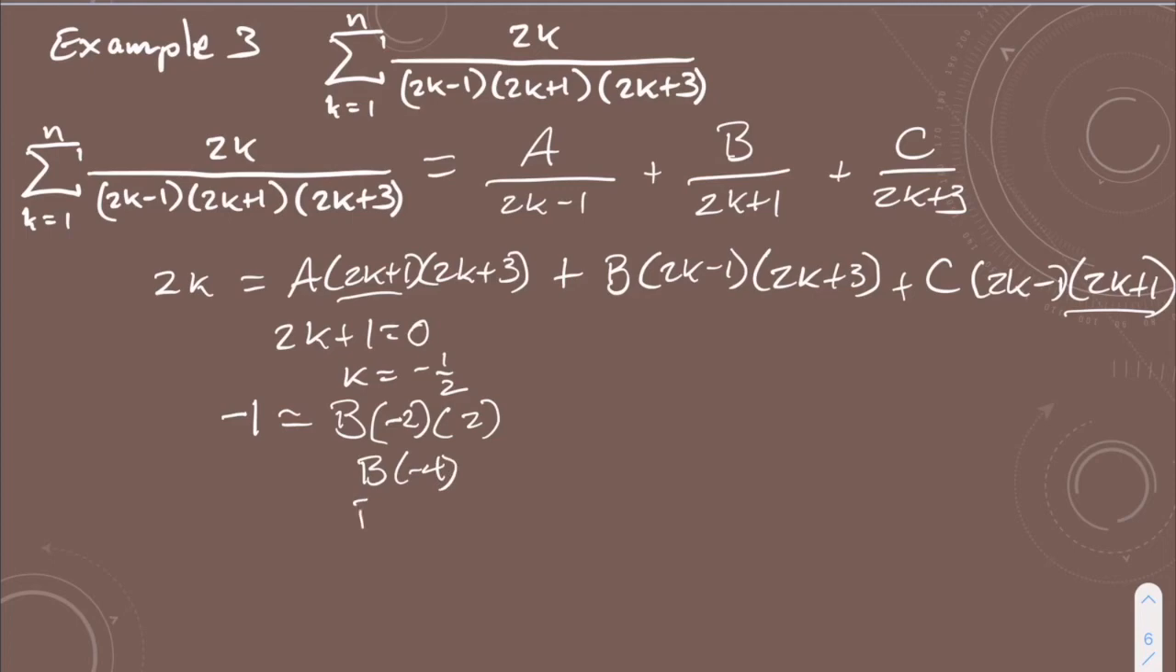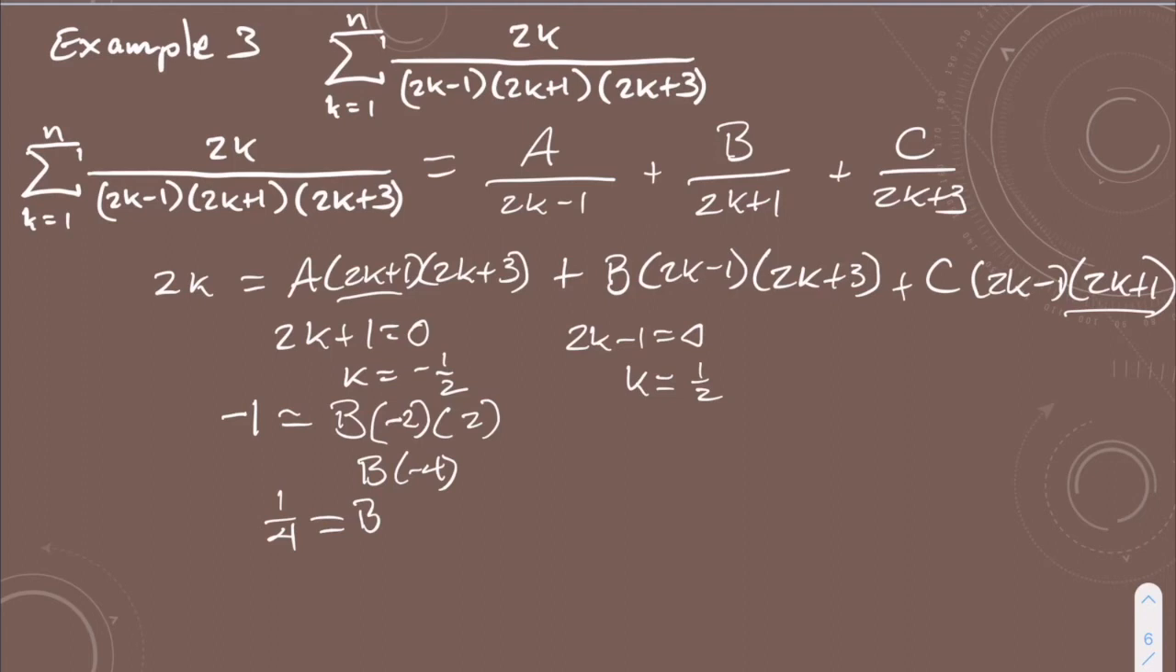And that gives me b, then, is solved, because that's just going to be positive 1/4, because negative over negative is positive. And then in the next case, we're going to be looking for 2k minus 1 is equal to 0. Well, that's going to happen when k is equal to positive 1/2. So that'll turn 2k minus 1 into 0.